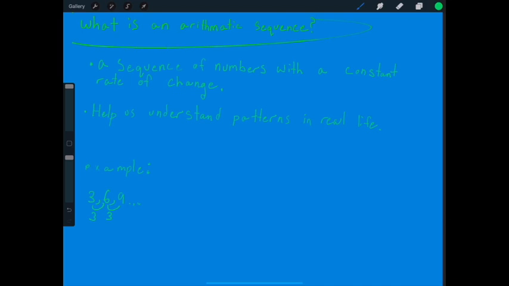Now this is all great. We can identify an arithmetic sequence, but how does this help us in real life? Well, the general idea is that it helps us understand patterns. An example of this is, let's say you're riding a taxi. You're going to be charged an initial fee of opening the door, and then you're going to be charged per mile. This is an arithmetic sequence.